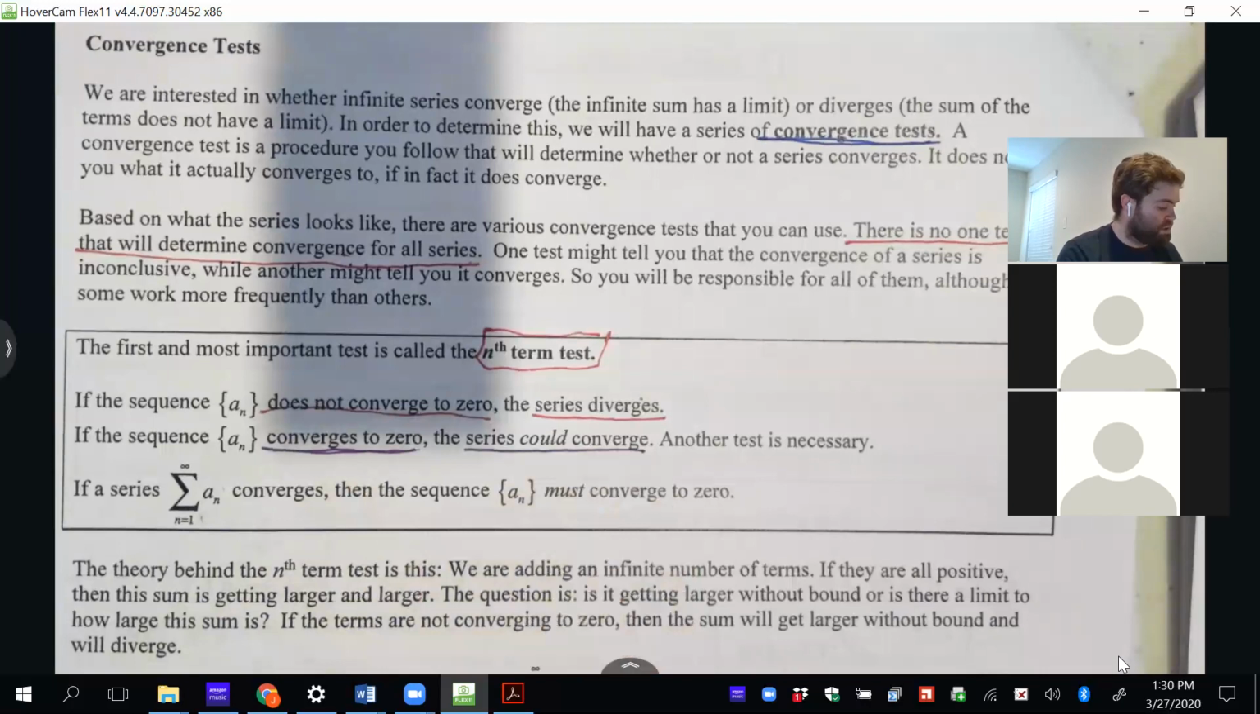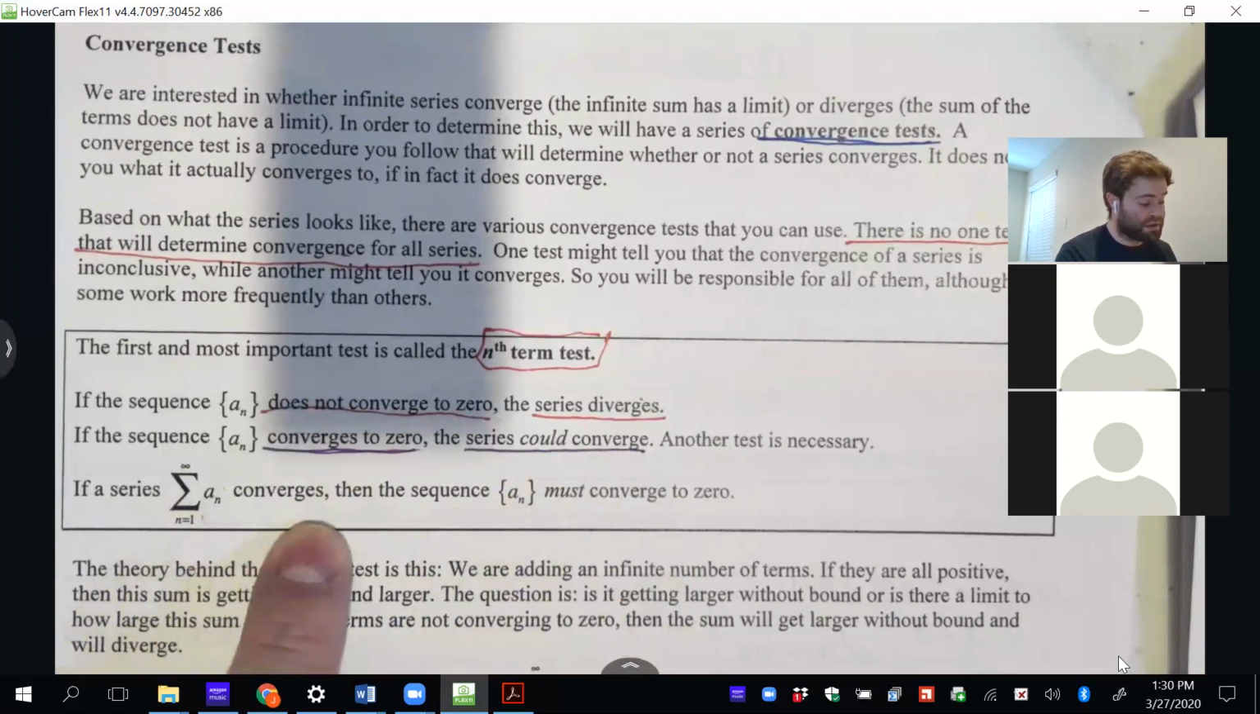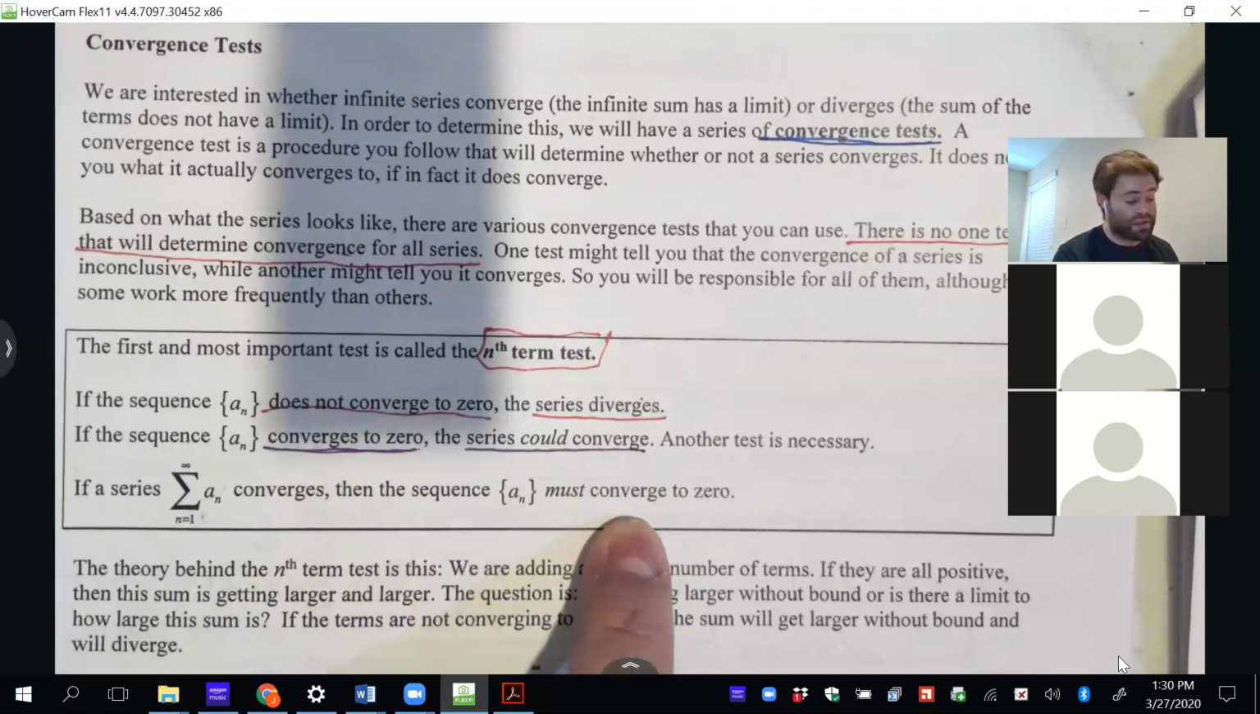And so, just to sum those two phrases up together, if a series from 1 to infinity of a sub n does converge, then that means the sequence must have converged to zero.